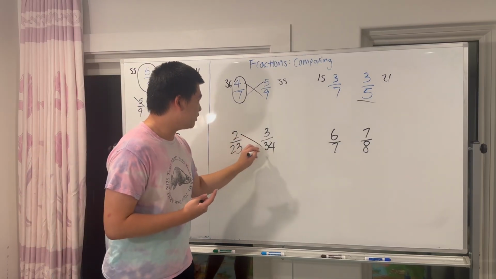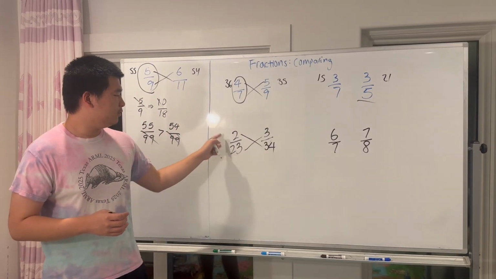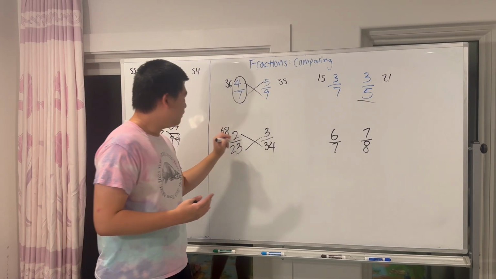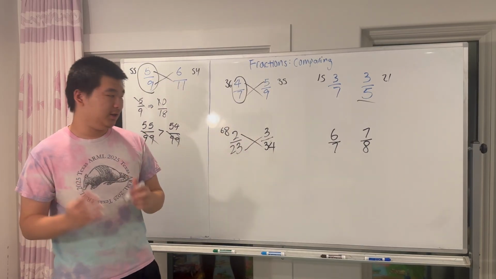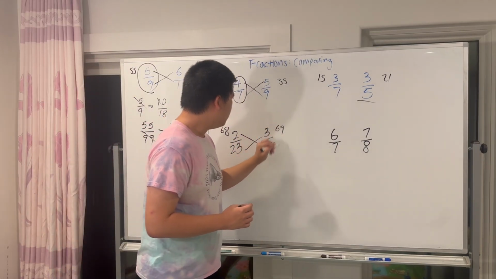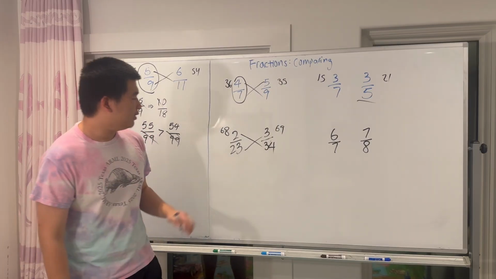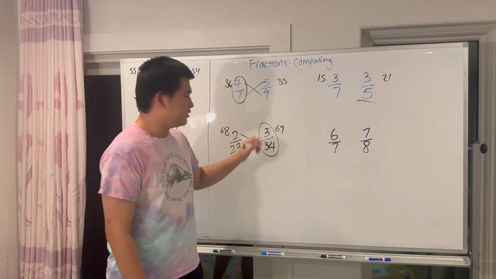Butterfly method, cross multiply. 2 times 34, what does that make? 68. 3 times 23, what does that make? 69. Nice. And which one's bigger, 68 or 69? It's going to be, of course, 69. So we can say 3 over 34 is bigger.